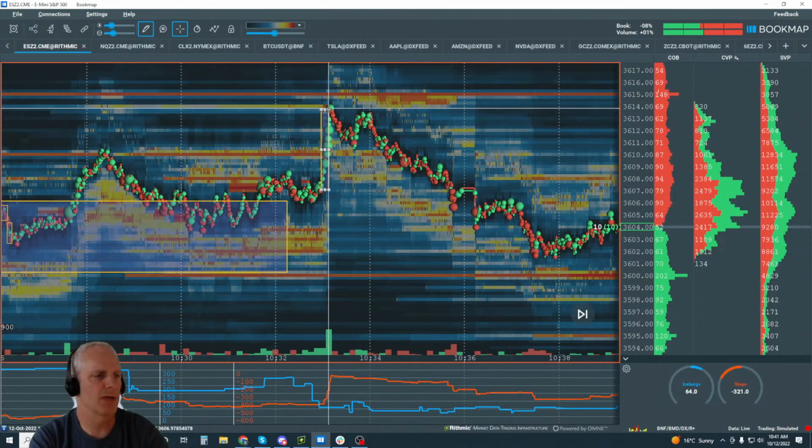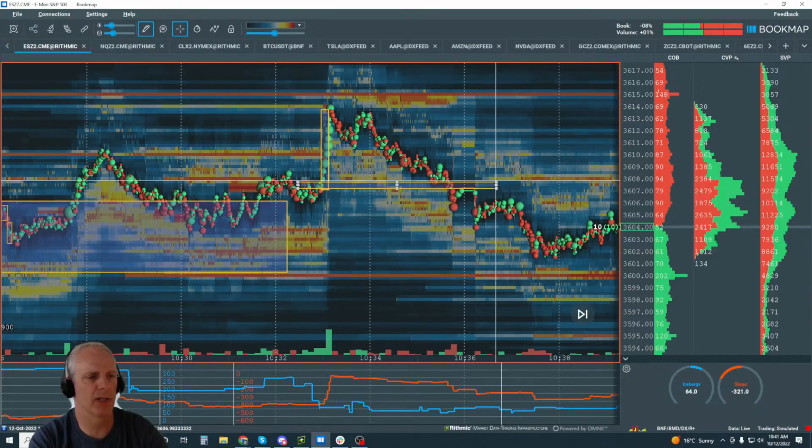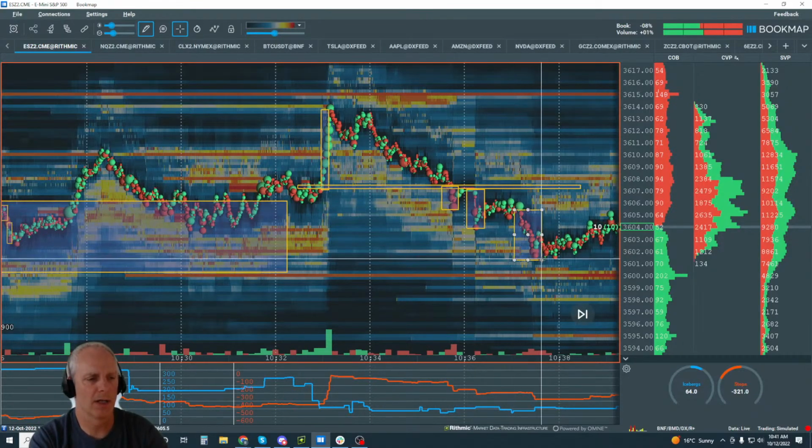Okay, that's the read here. Here's the line right here. Here's the sellers.